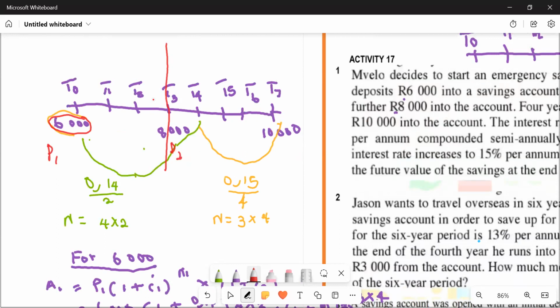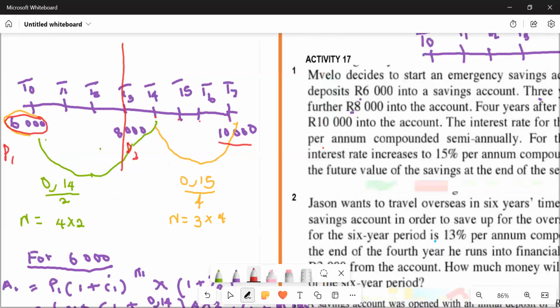And 4 years after T3, so we count 4. It's 1, it's 2, it's 3, it's 4. Then we put an extra what? 10,000. So these are the amounts. And then we're going to put the amounts at T0, T3, and T7. What else are we going to do?